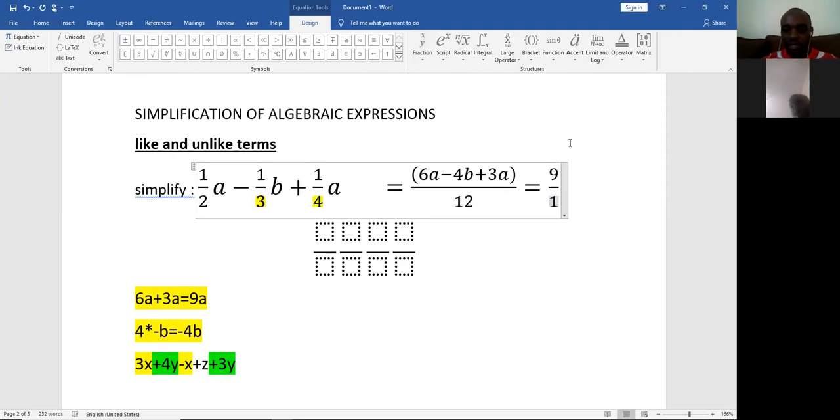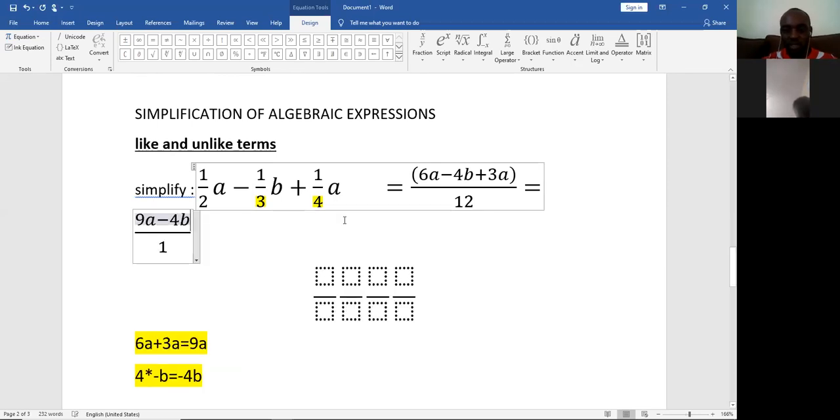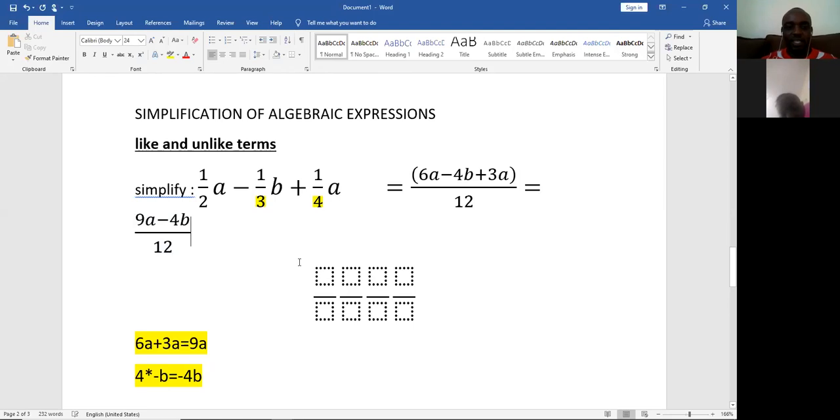Sorry, 9a, I've not finished. 9a, but then this minus 4b does not have a partner, so you just continue putting it here, minus 4b over 12. That is our answer. So our answer is 9a minus 4b over 12. There we have simplified that. Now we go to another one.